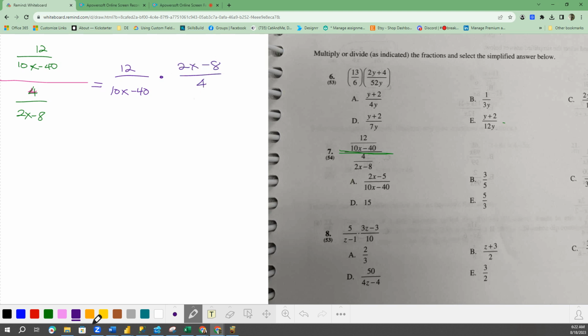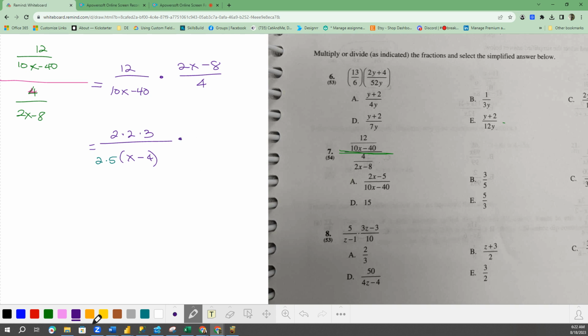Okay, so now this is just like number 6. So we need to factor out the numerator. 12 is 2 times 2 times 3. The 10x minus 40, you have a common factor of 10. So you have x minus 4. But then remember, 10 can be factored out some more. So I'm just going to erase this now and make the 10 into a 2 times 5, so you don't have to come back for it.